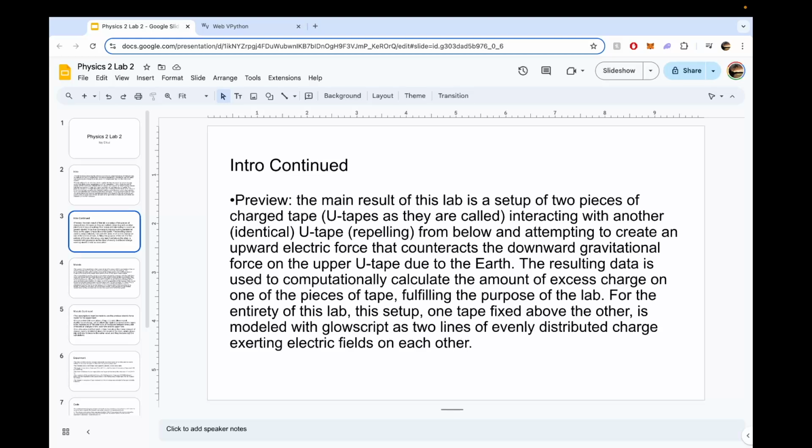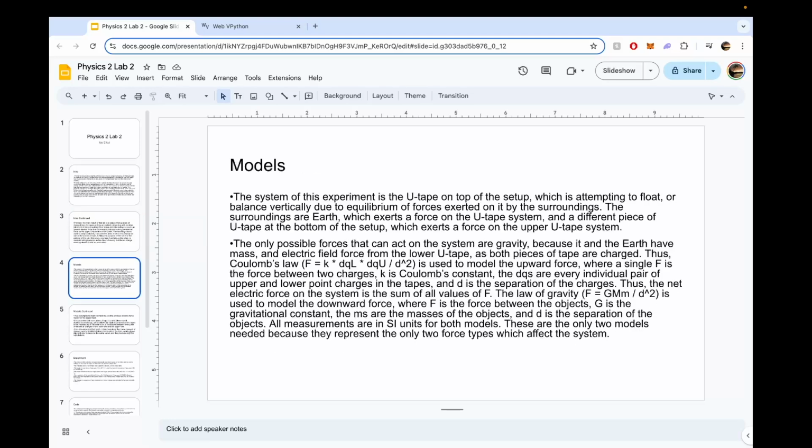For the entirety of this lab, this setup, one tape fixed above the other, is modeled with GlowScript as two lines of evenly distributed charge exerting electric fields on each other. The system is the top U-tape, and the surroundings are the bottom U-tape and the Earth. The forces on the system are gravity, where we use the law of gravity, and the electrostatic force, where we use Coulomb's law in order to model the force between every single pair of charges.